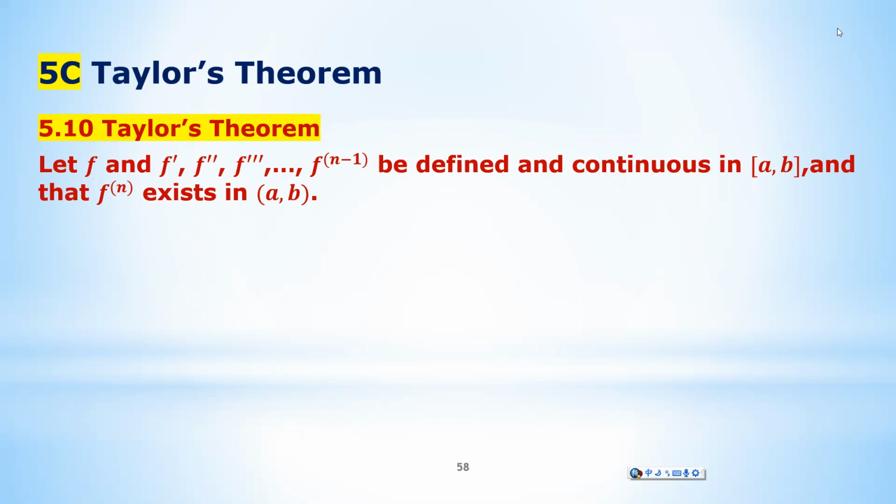Now you can see that the function itself, up to the (n-1)th order derivative, I have to assume they are continuous. Assuming this is continuous is necessary because I'm also assuming the nth derivative exists, okay? Now in order for the nth derivative to exist, the (n-1)th derivative has to be continuous, because if you have a function that is differentiable, that function has to be continuous.